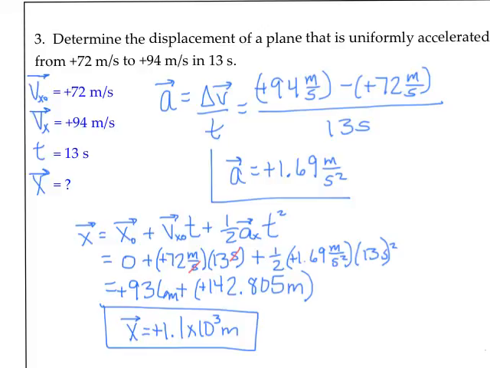The seconds cancel out from my velocity and my time. And then the seconds squared and the acceleration would cancel out with this value because you're squaring the 13 and you're squaring the seconds. So those units would cancel and you're left with just meters. Since both of those numbers are in meters, you can add them together and come up with your final answer. That's it.